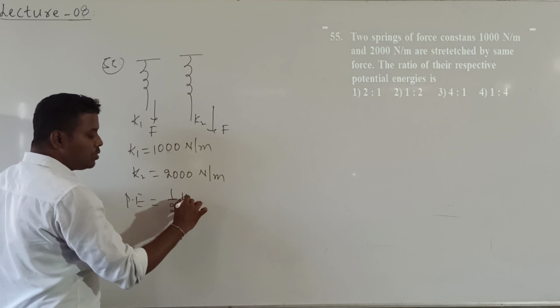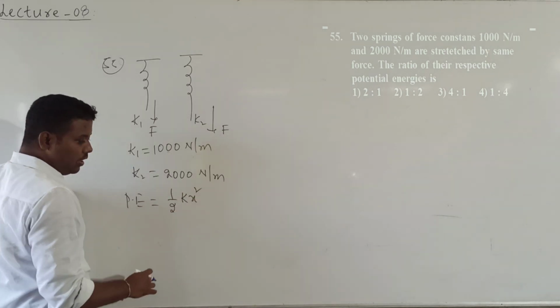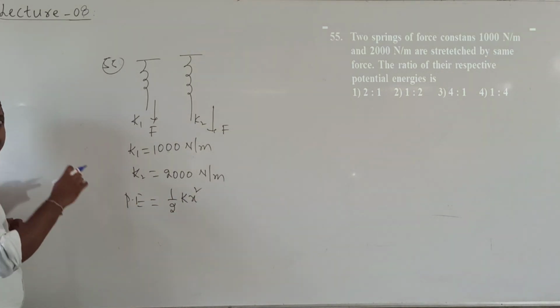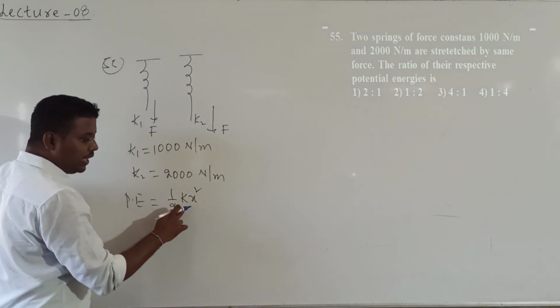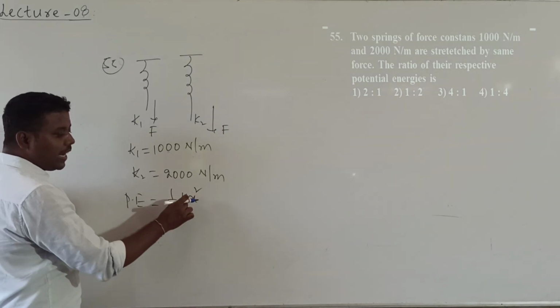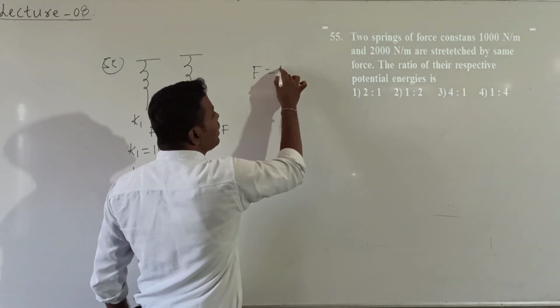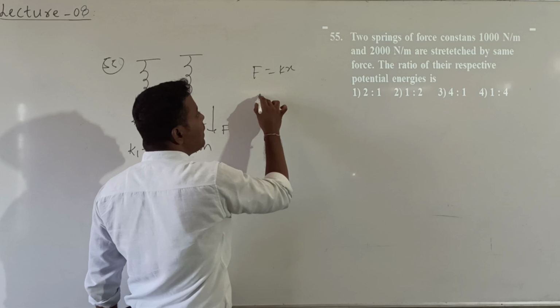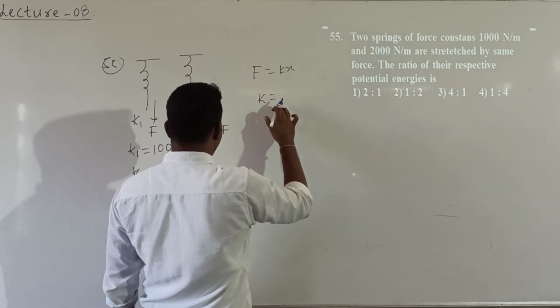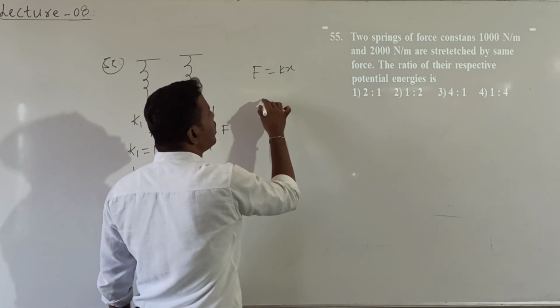The work done will be stored in the form of potential energy. So what is the potential energy in the work energy power chapter? It is 1 by 2 into K into x square, where K is the spring constant. But we know that the force F is equal to K into x according to Hooke's law. So what is the x value?